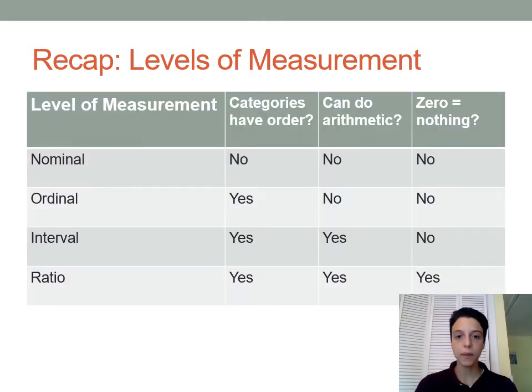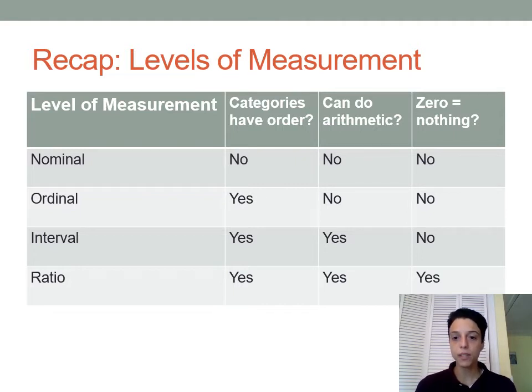So I had this table up in the last lecture. I'll just go through it really briefly here. Nominal level variables have attributes that can't be put in order. So nominal level variables include things like race or gender, where you wouldn't say that one race or gender is more than the other. They're just different categories that you can put people in.